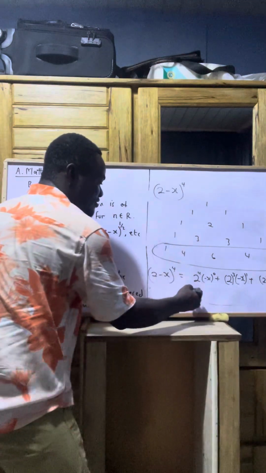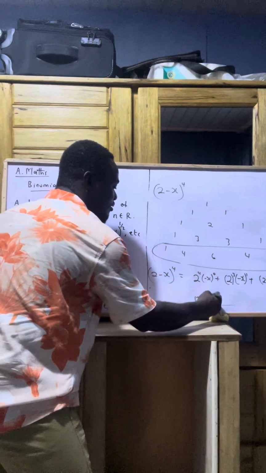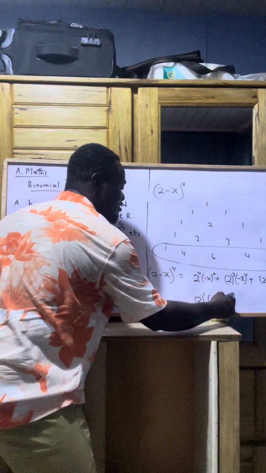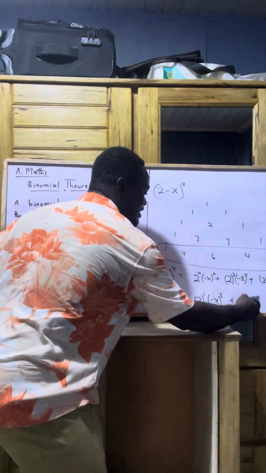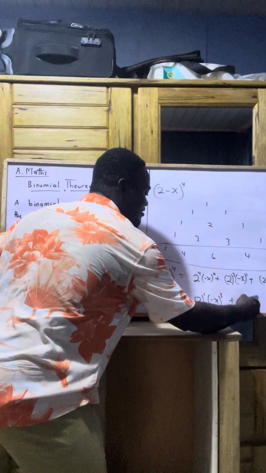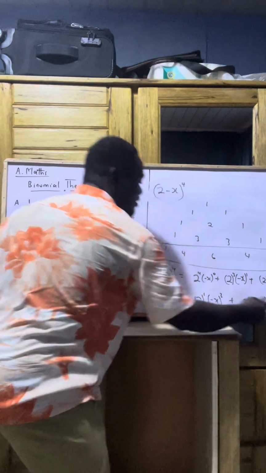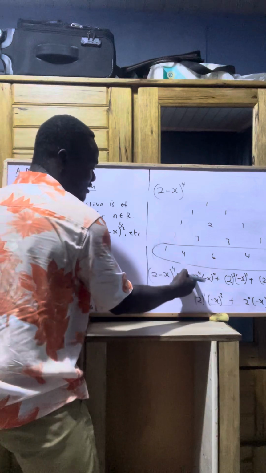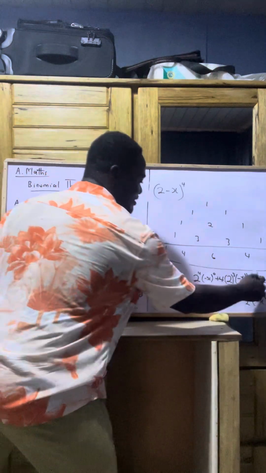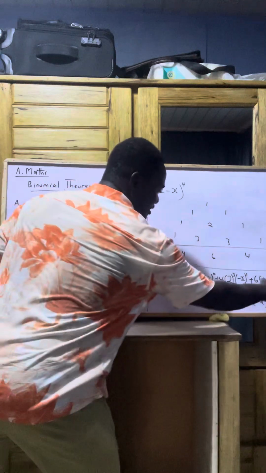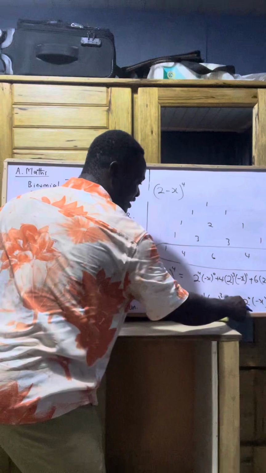Next, the exponent of 2 will go to 1, whilst the minus x exponent will go to 3. And the last, the exponent of 2 will go to 0, whilst the minus x exponent will go to 4. Now I'm putting in the coefficients. The first coefficient is 1, so I won't write it. The second coefficient is 4, so it's here, 4. The third coefficient is 6. The next coefficient is 4, so it's here. The last one is 1, I won't write it.